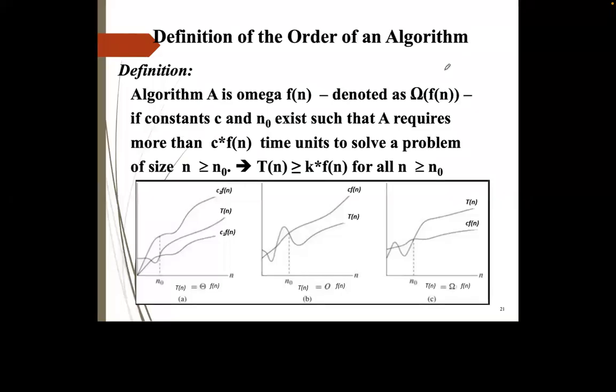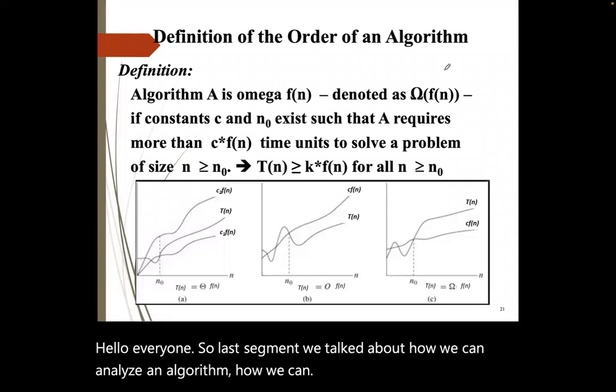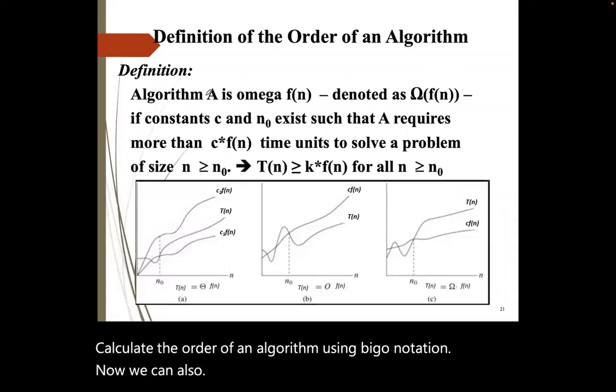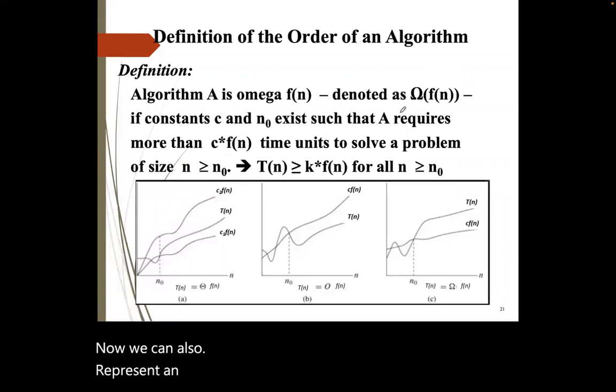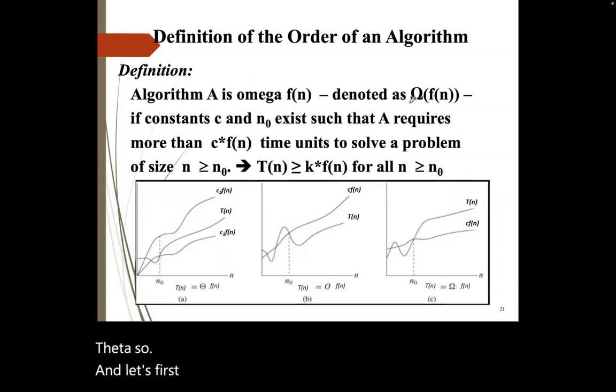Hello everyone. So last segment we talked about how we can analyze an algorithm, how we can calculate the order of an algorithm using big O notation. Now we can also represent an algorithm using two other ways known as omega or theta. So let's first see the omega of function of n.